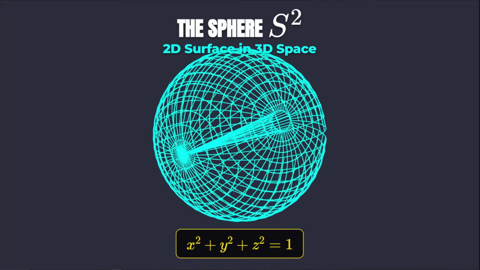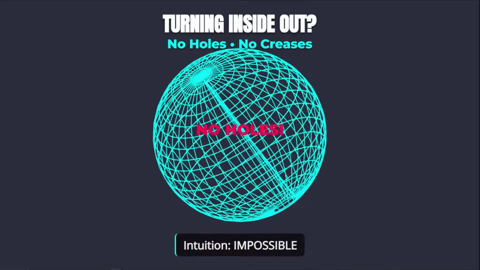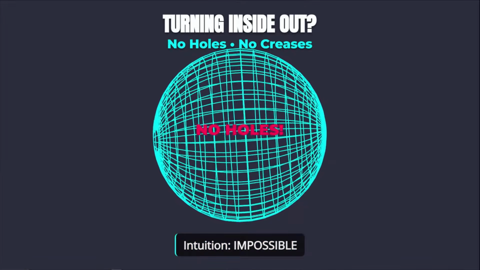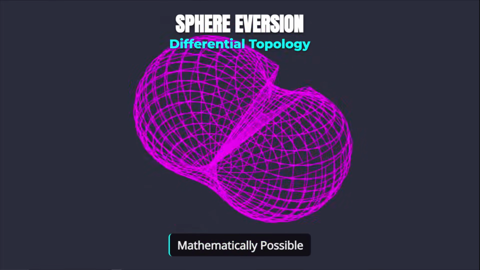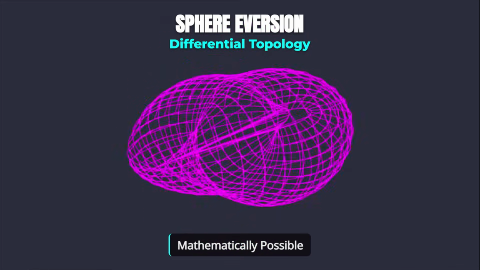A sphere is a two-dimensional surface embedded in three-dimensional space. Intuitively, turning it inside out without creating a hole seems impossible, violating basic spatial intuition. Yet differential topology proves this transformation, known as sphere eversion, is possible.